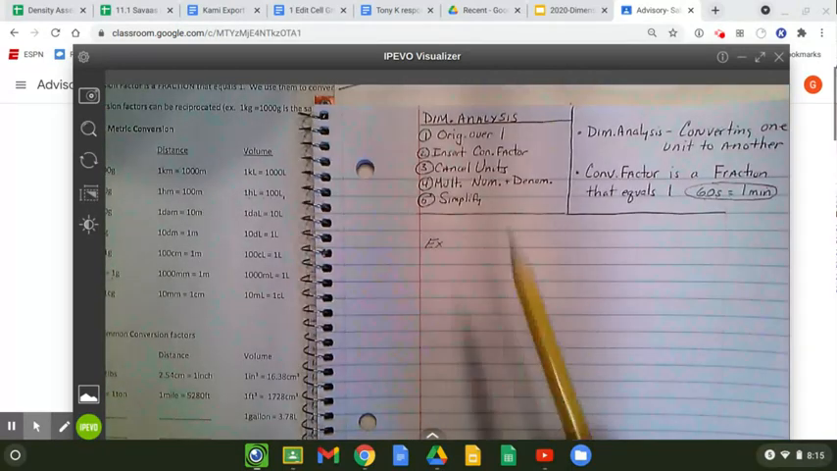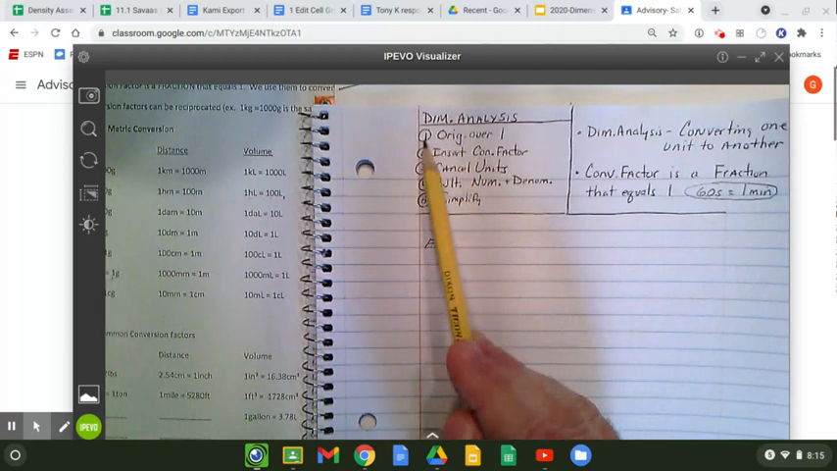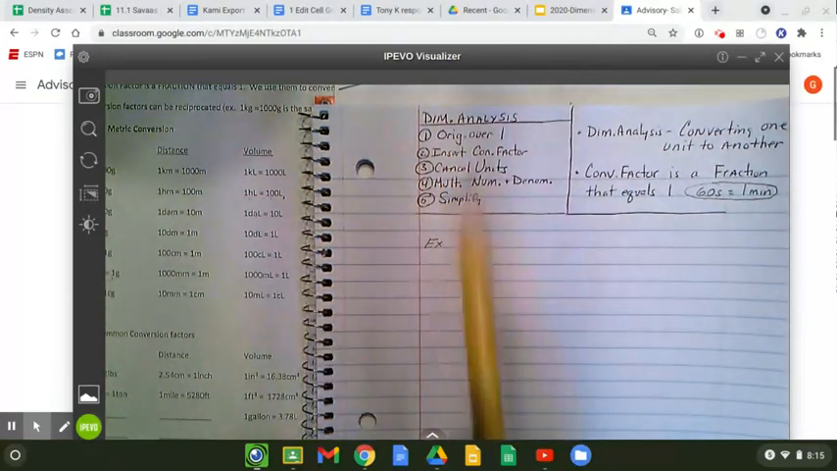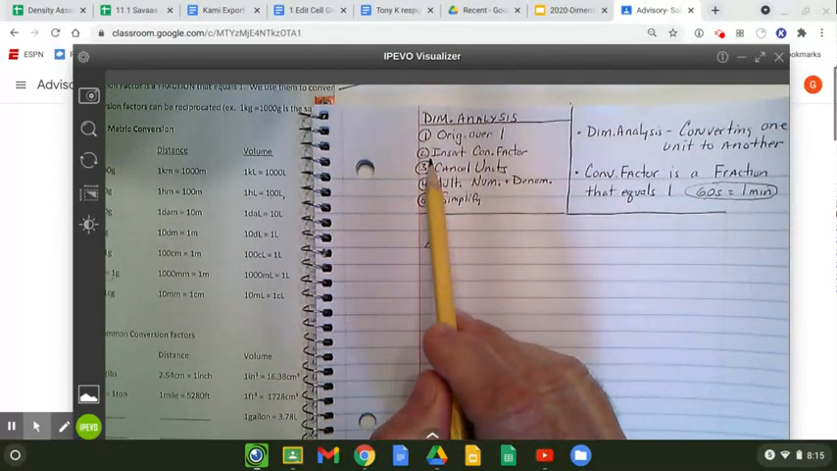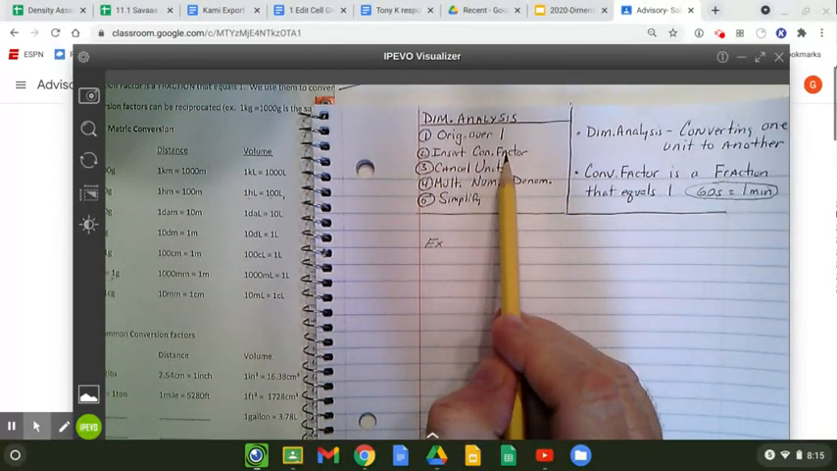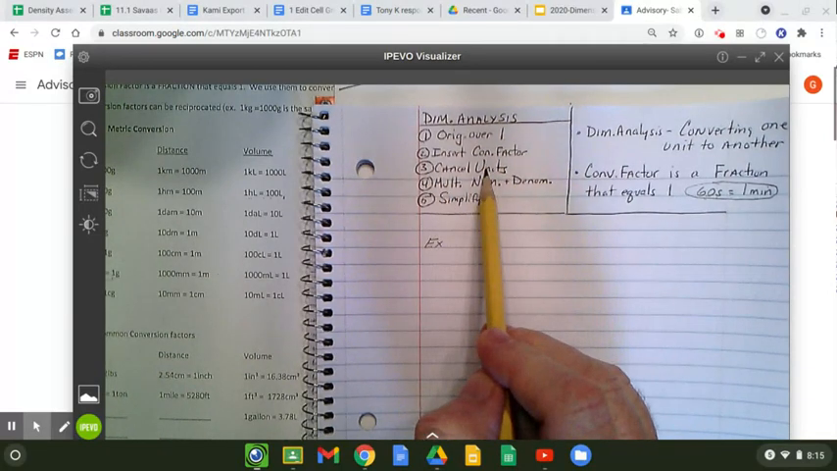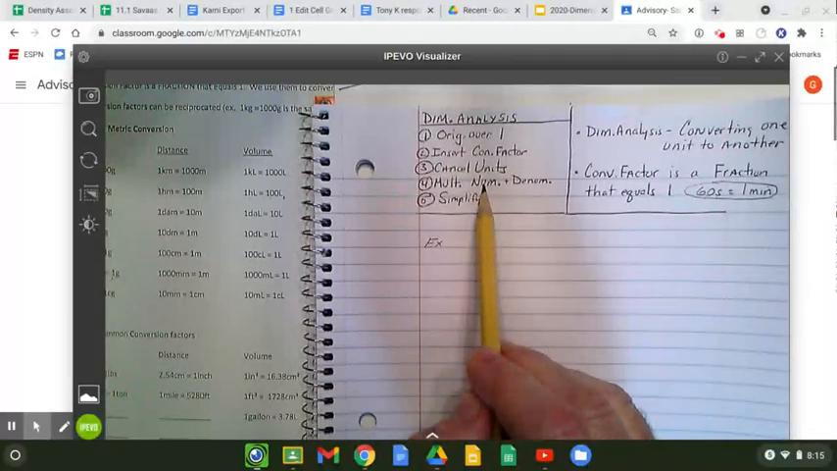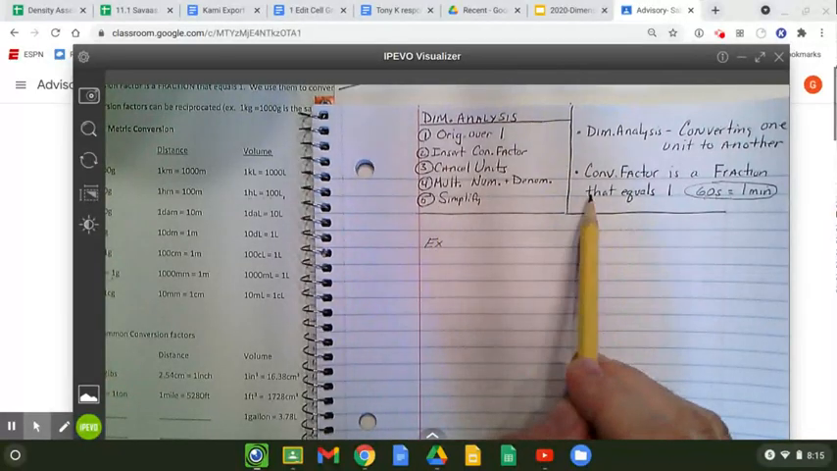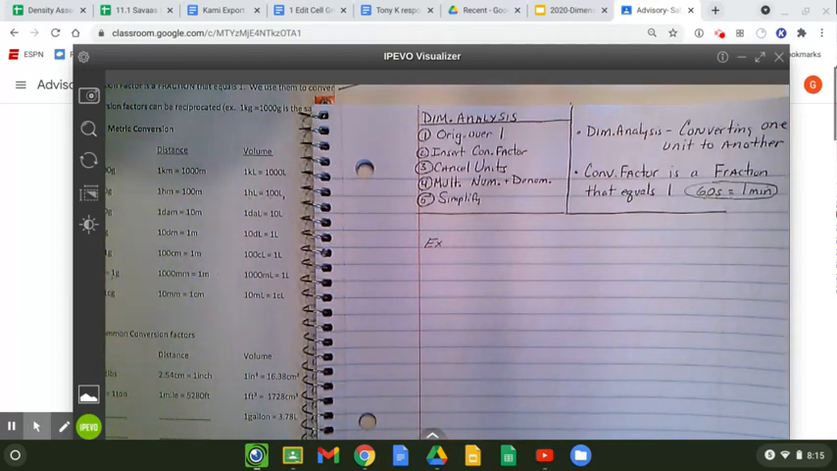Now, the 5 rules that I went over, I put in an abbreviated version here. Remember, if you follow these 5 rules, you should never make mistakes. Number 1, put the original over 1. 2, insert the appropriate conversion factor. 3, cancel units. Remember, in order to cancel units, they have to be on opposite levels. 4, multiply across: multiply the top numbers, which is the numerator, then multiply the denominator, or the bottom numbers. And then 5, simplify.